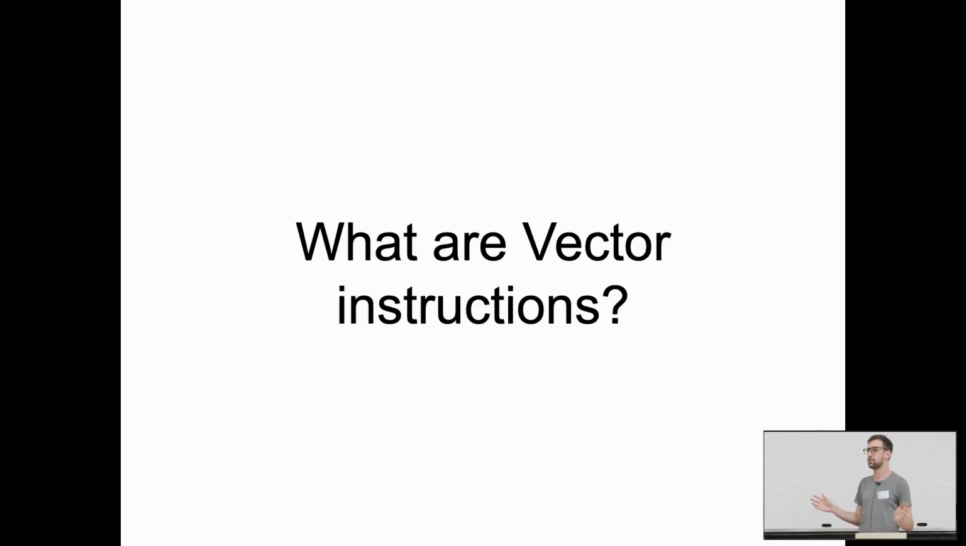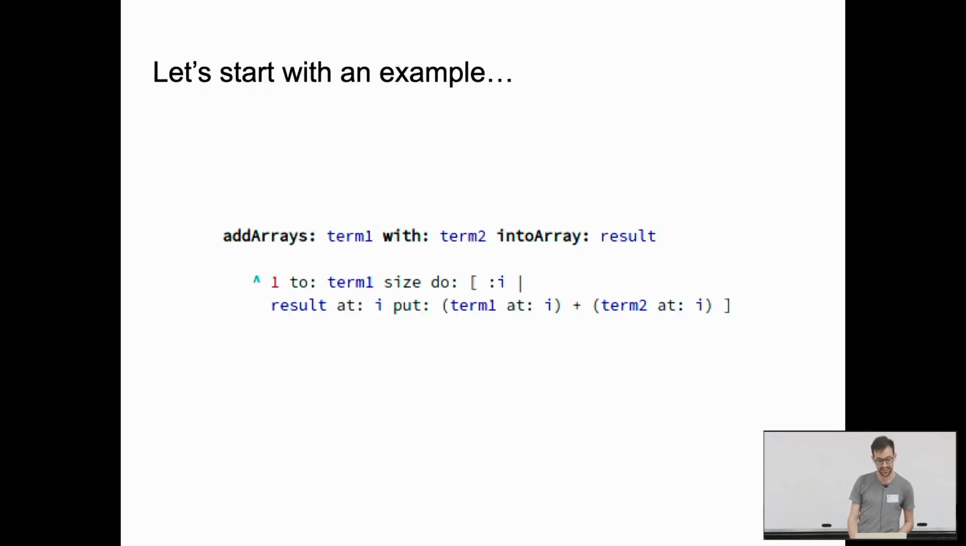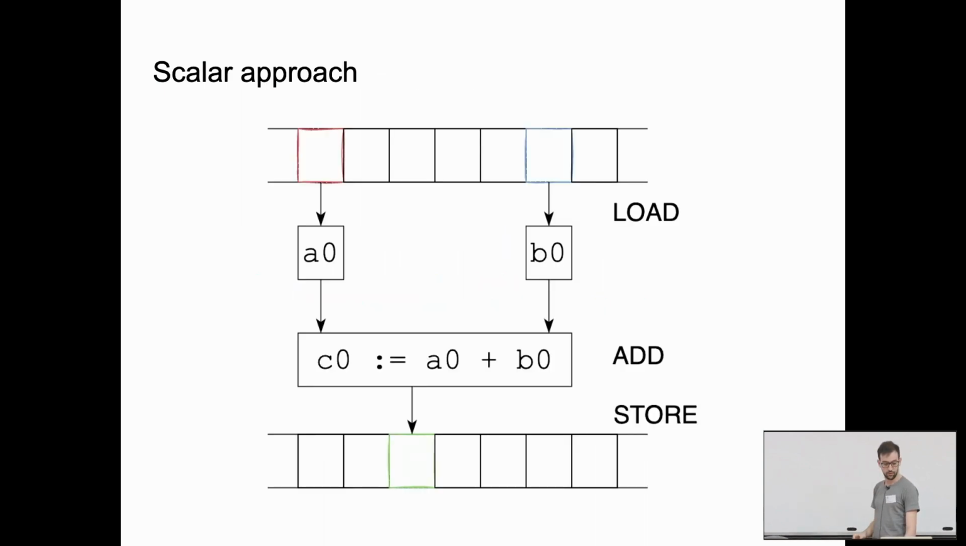For those that don't know what vector instructions are, and were not here when Guille explained them yesterday, we can see it with an example. Let's say that we have two arrays, and we want to add them element by element and store the result into a third array. One way to do it is the scalar approach: we first read the first position of each, load them from memory to CPU, add them together, and store the result somewhere else.